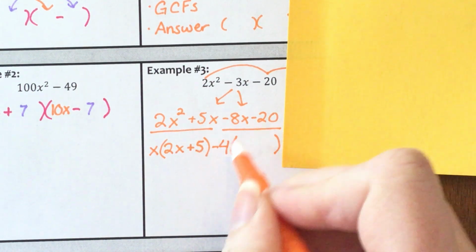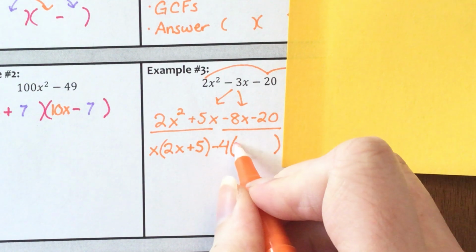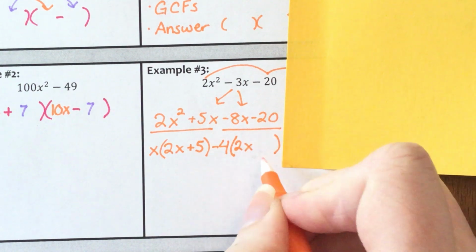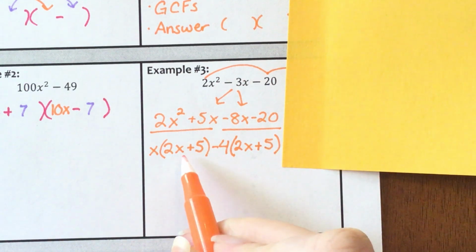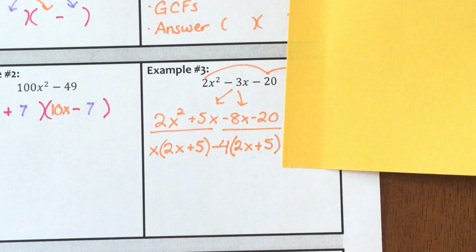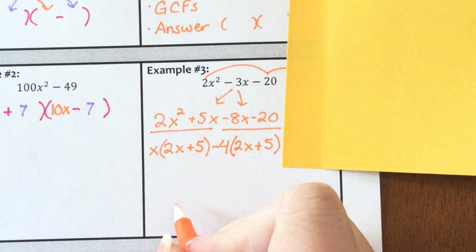Second set, negative 8x divided by negative 4 is 2x. Negative 20 divided by negative 4 is positive 5. And at this point, we double check. Both of our sets of parentheses match. That's perfect. So we are ready for that answer step.